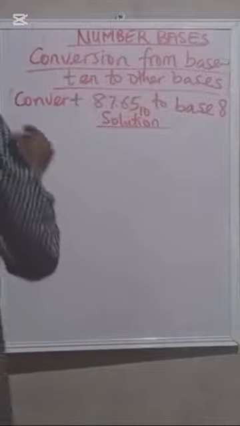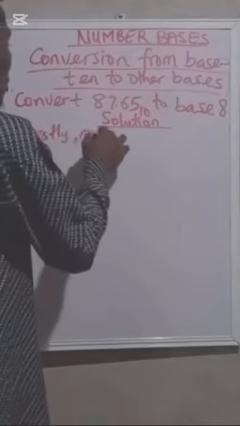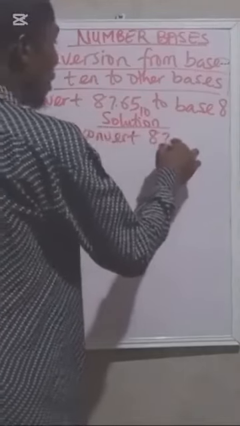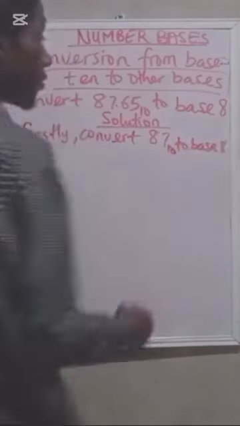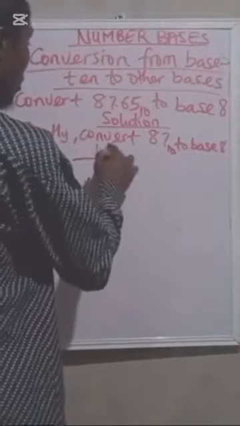So firstly, what we do is we convert 87 base 10 to base 8. That's the first thing we're going to do. So how do you do that? Still the same method.